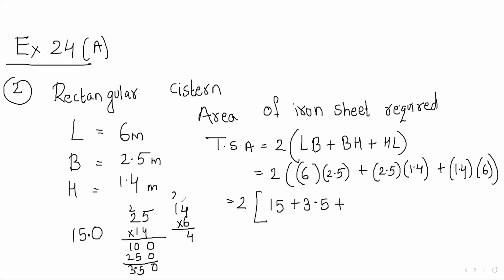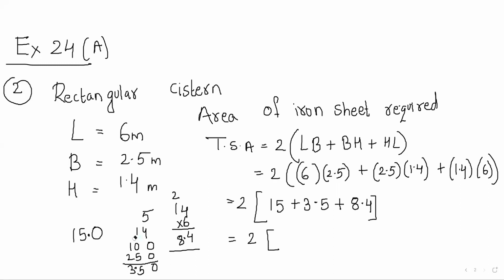6 4s are 24, 2 carry. 6 1s are 6 plus 2, 8, after one digit decimal point. So it becomes 8.4. Now let us add it. So it is 2 in bracket, 15 plus 3.5 plus 8.4. So how to add decimal numbers, students?